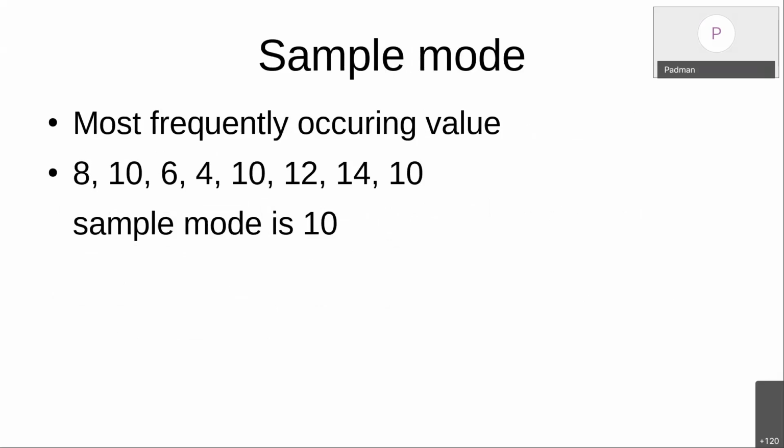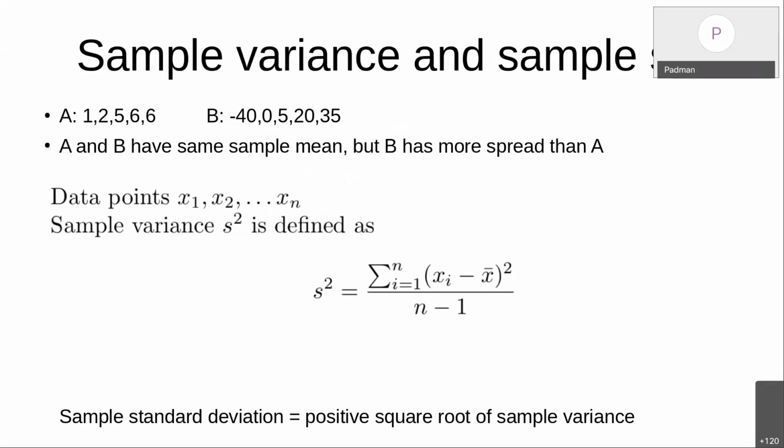Another third statistic is mode. Mode is the most frequently occurring value. For example, in this data set, sample mode is 10, because 10 has appeared the maximum number of times. So we'll come back to the deviation. For these two sets of data, A and B, have the same sample mean, but B is more spread out than A, right? So to measure this, you have to measure the variation from the mean.